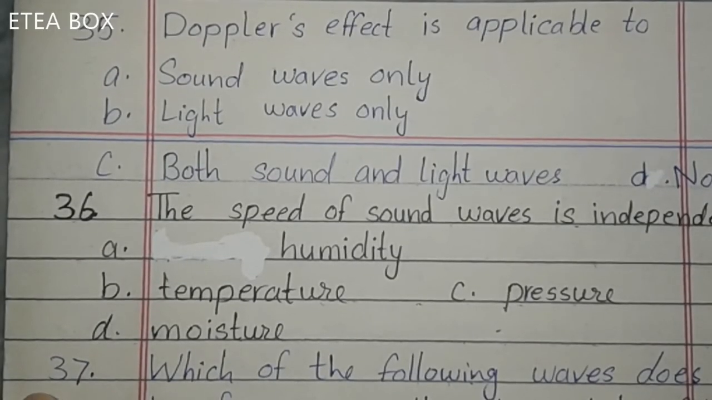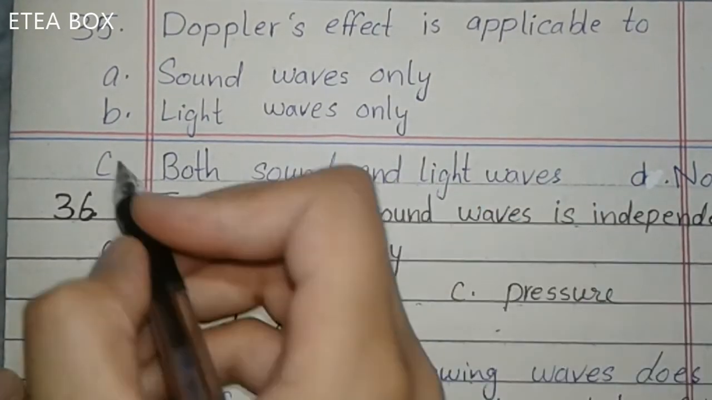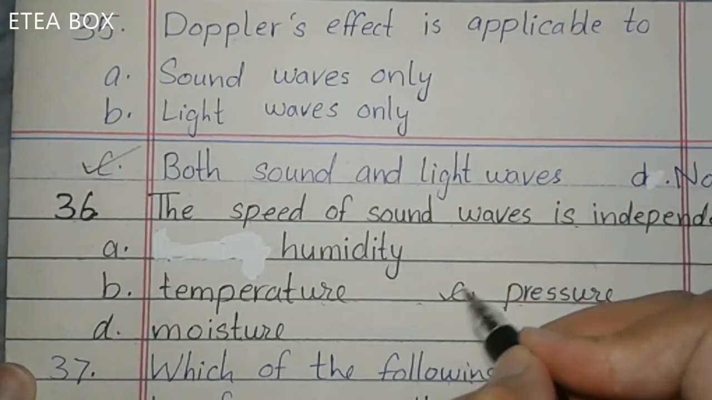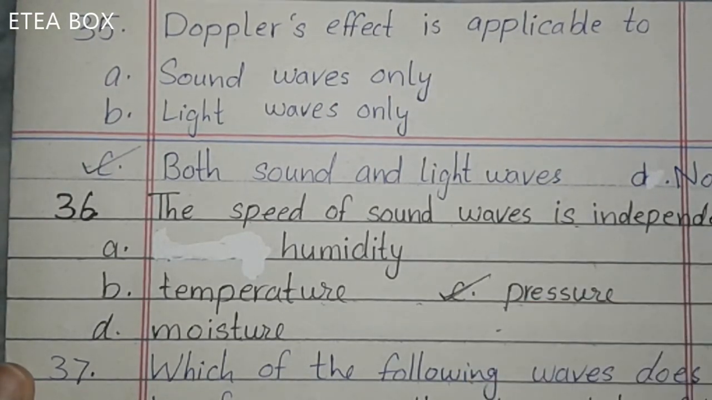Doppler effect is applicable to sound as well as light waves. So here option C is correct. Look at the next one. The speed of sound wave is independent of pressure. The pressure does not affect the speed of sound.